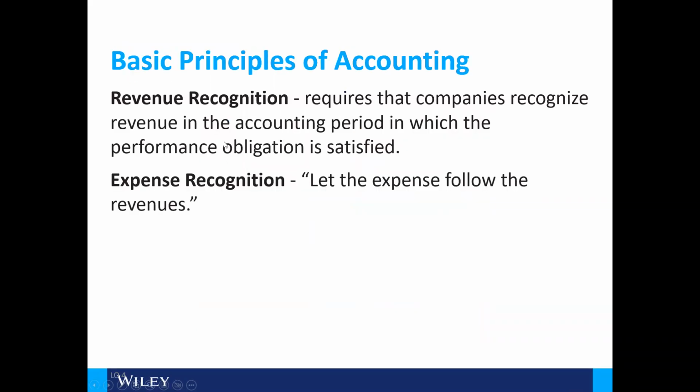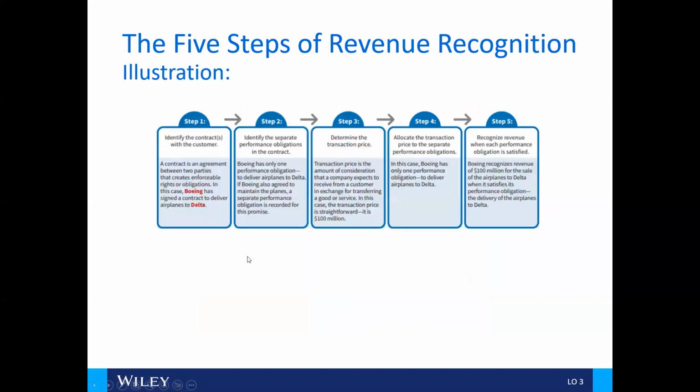Now, for revenue recognition and expense recognition, we already talked about those. But I did want to show you the 5-step process to determine when we can recognize an amount as revenue. Recognize is just a fancy way of saying recording. When do we make the journal entry for revenue? Well, there is a 5-step process, and all 5 of these steps have to be complete before we can recognize or record an amount as revenue.